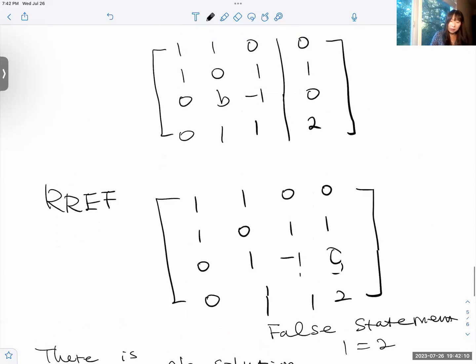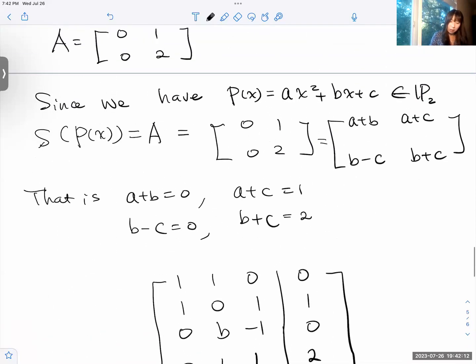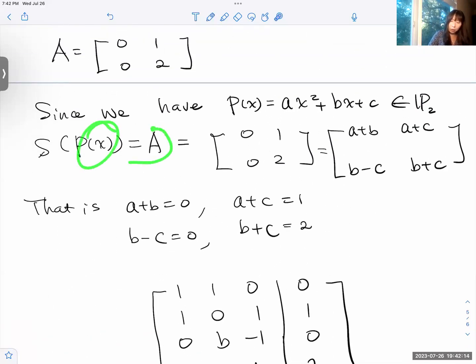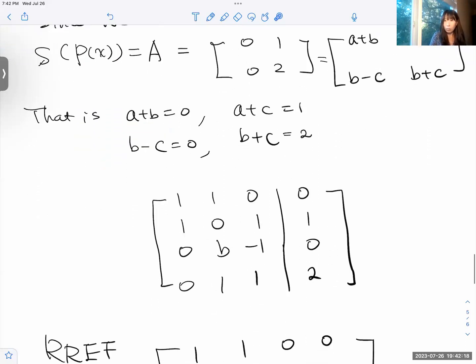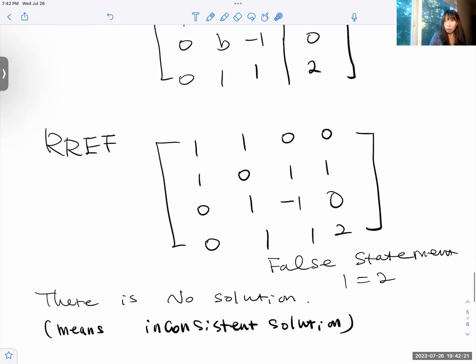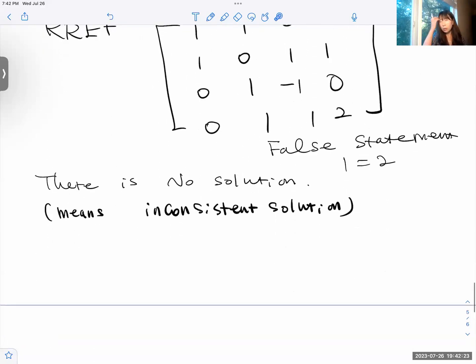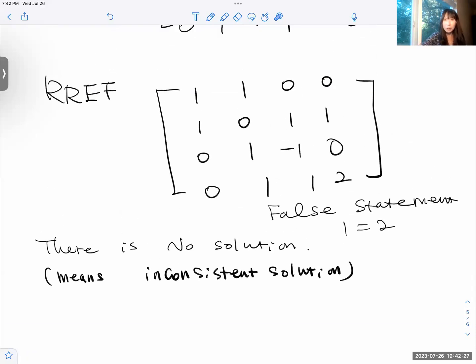So we cannot find such a p(x) equal to a, right? Yeah. Oh, the RREF is different. Okay, so sorry. The reduced row echelon form. Let me see.